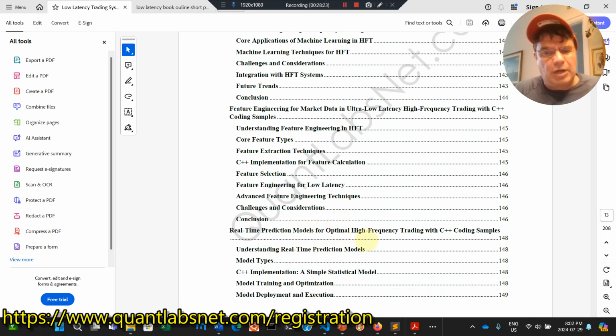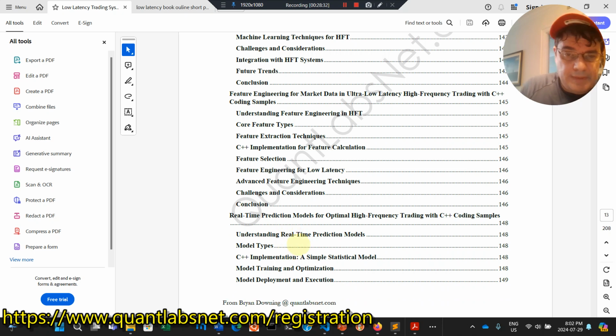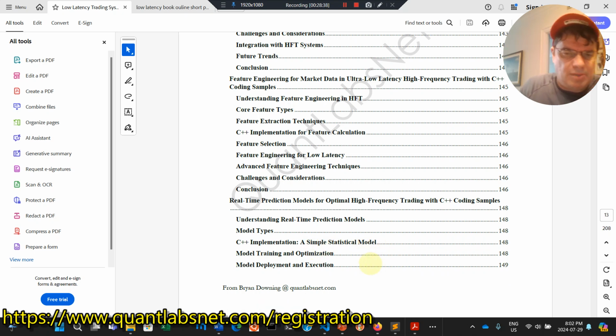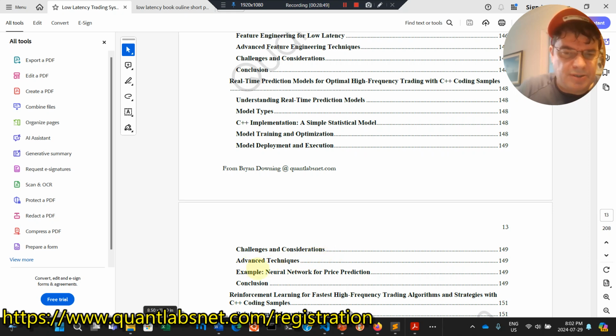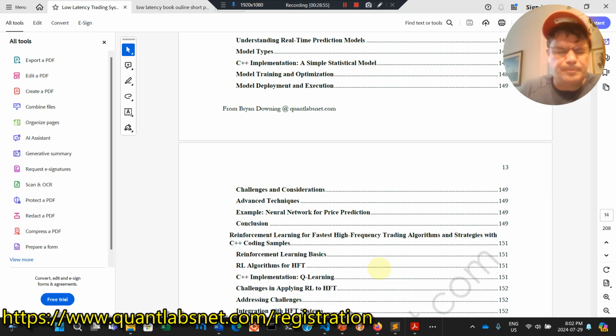Real-time prediction modeling for optimal high-frequency trading with C++. So again, this is real-time predicting, another form of machine learning, but in real time. So we have real-time prediction models, model types, a simple statistical model, and they keep it simple for optimal performance, model training, optimization, model deployment, and execution. Challenges, considerations, advanced techniques. So this is part of one example, neural network for price prediction. There is a decent section on machine learning here, but this is probably a more popular way of how they apply it in the world of HFT.